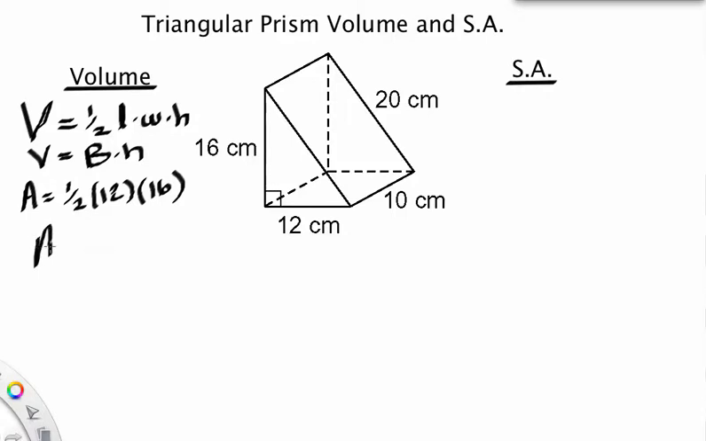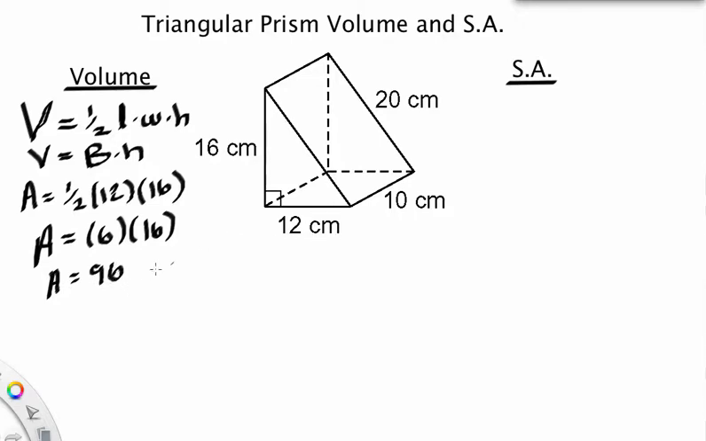Now again, with these types of numbers, I really like using the commutative property of multiplication. I can multiply it in any order I want. So I'm going to take 1/2 of 12, which is 6, and multiply that times 16. 6 times 16 is 96, because 6 times 10 is 60, 6 times 6 is 36, 60 plus 36 is 96. So the area of our base equals 96.